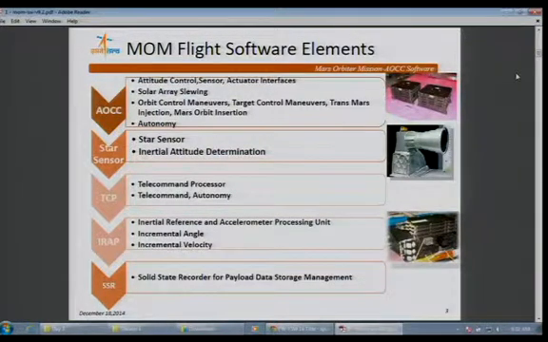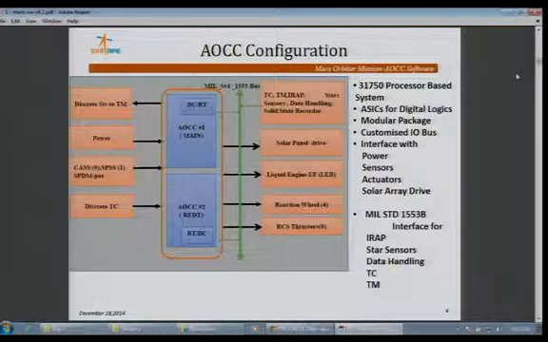The attitude and orbit control computer is basically built upon the 31750 processor-based system, which is the MIL standard 1750 architecture. This is built over ASICs for various digital logics, and it's a modular package. We have a customized I/O bus on which different hardware are located, and the processor interacts with them. The system has various interfaces with power, sensors, actuators, and solar array drives, and a MIL standard 1553B bus for various systems like IRAP, star sensors, and other systems.